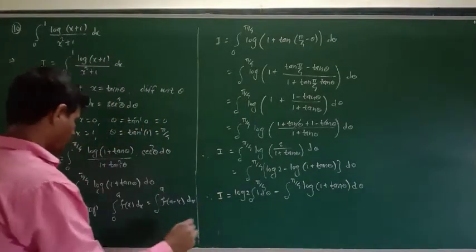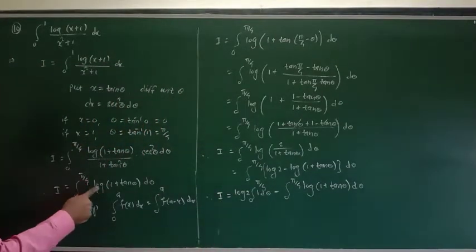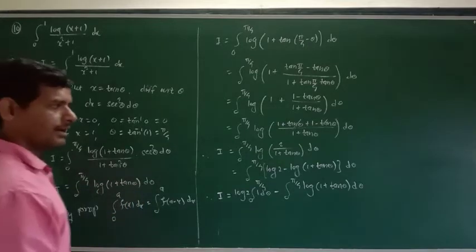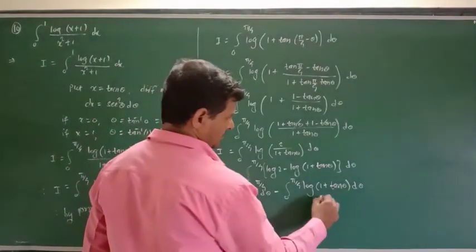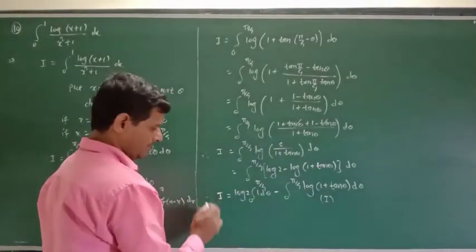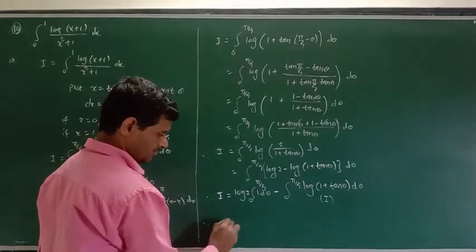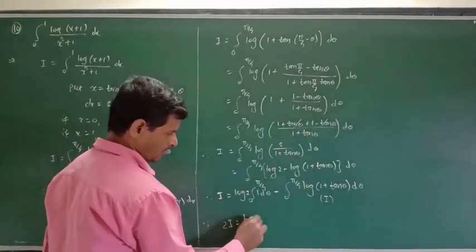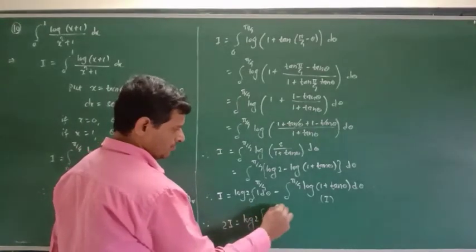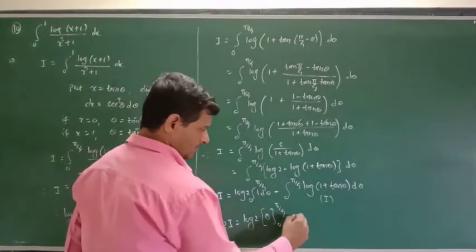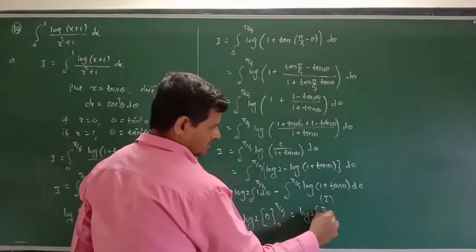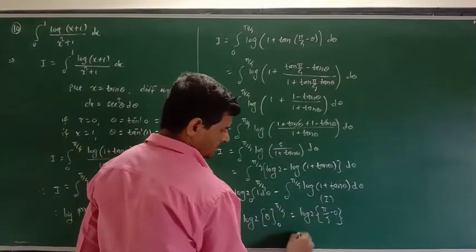Okay. Now 0 to pi by 4 log of (1 plus tan theta) d theta, this value is again I. So this is I minus I. It gets plus on the left side. So 2I value is equal to log 2, and the integration of 1 is theta from 0 to pi by 4. So it is equal to log 2, constant as it is, times upper limit minus lower limit, pi by 4 minus 0 is pi by 4.